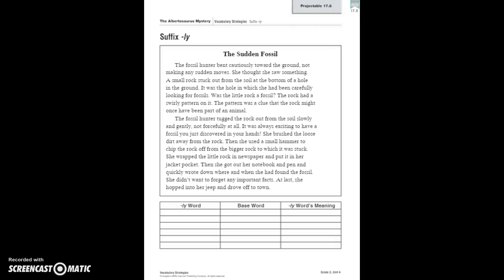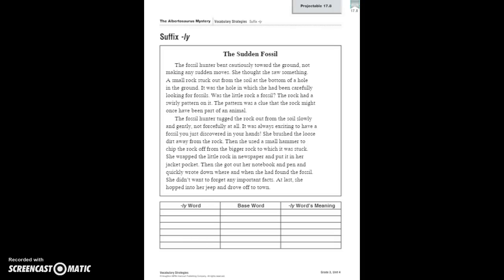She brushed the loose dirt away from the rock, and then she used a small hammer to chip the rock off from the bigger rock to which it was stuck. She wrapped the little rock in newspaper and put it in her jacket pocket. Then she got out her notebook and pen and quickly wrote down where and when she had found the fossil. She didn't want to forget any important facts. At last, she hopped into her Jeep and drove off to town.